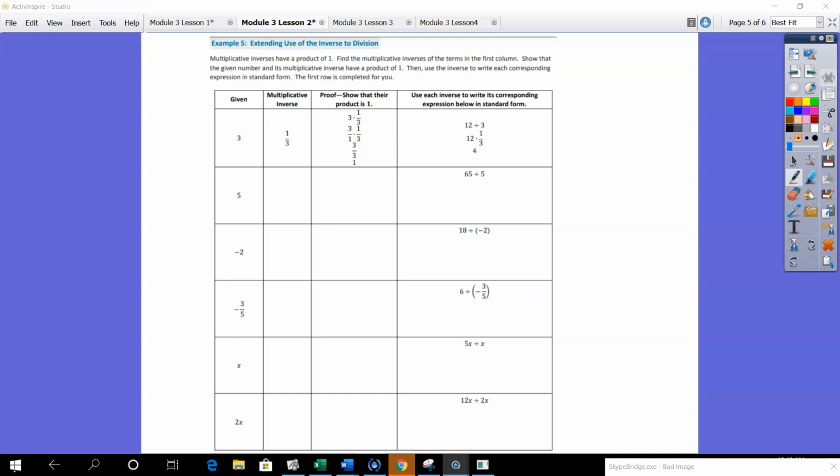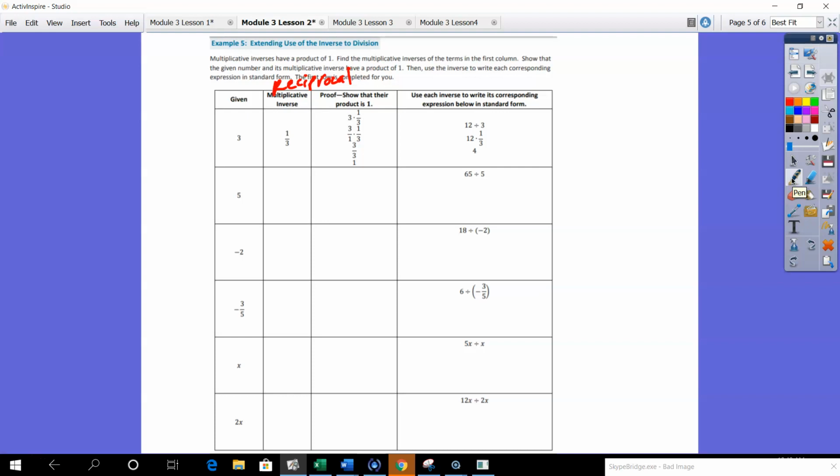Okay, so if we look at that very first row, we see what was given was 3, the multiplicative inverse of 3. So we call it our reciprocal, but it means the same thing. Show that their product is 1. So 3 times 1/3 is 3 over 1 times 1 over 3. 3 times 1 is 3. 1 times 3 is 3. So therefore, our answer is 1. It's 3 over 3 equals 1.